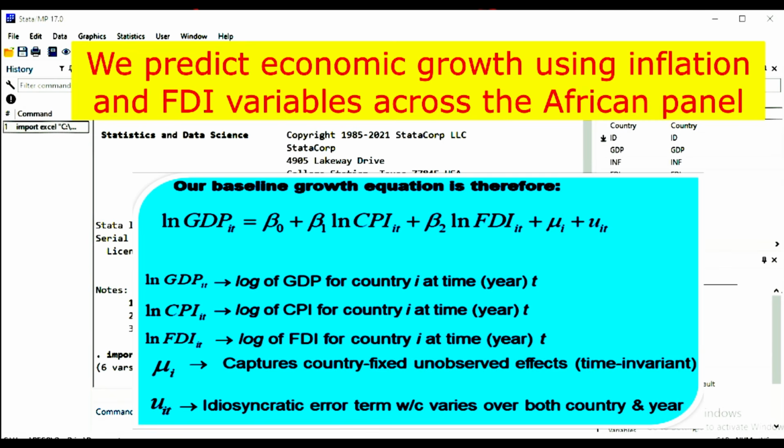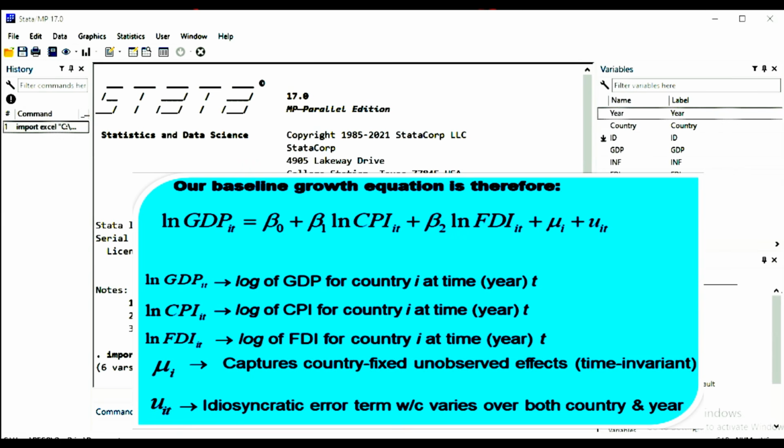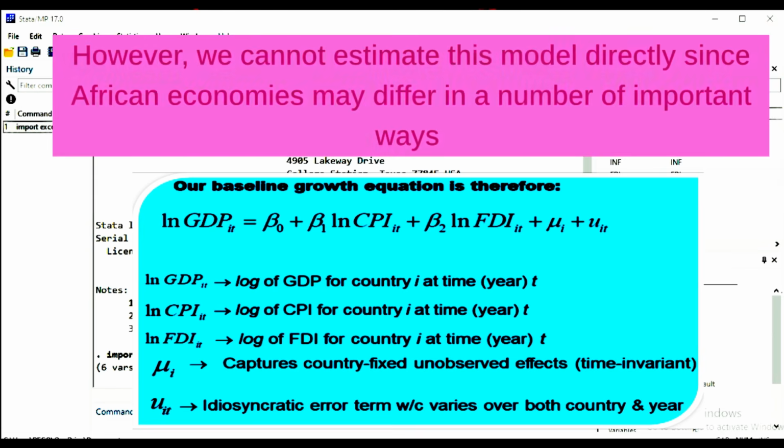Now, an important issue in panel data estimation is that countries actually differ in several ways that are not directly measurable. For example, African countries may differ in their institutional quality, geography, political condition, colonial background, culture, governance structure, resource endowments, and so on. These things are usually difficult to measure directly, but still they can affect economic growth, that is the dependent variable in our case.